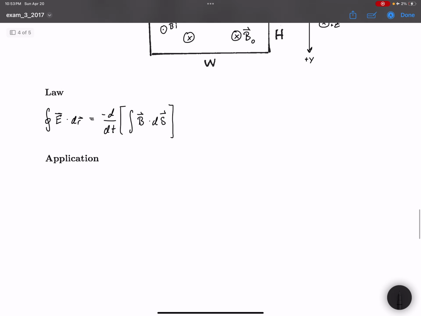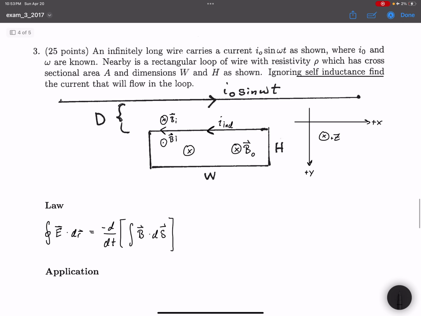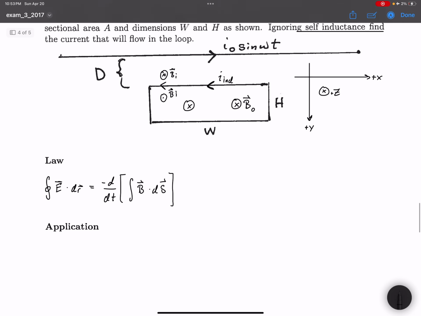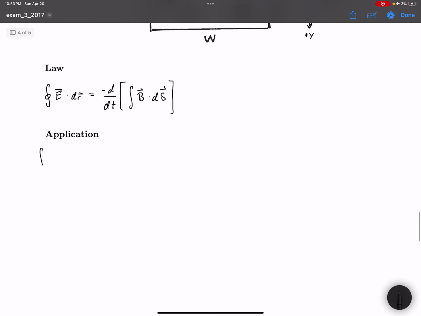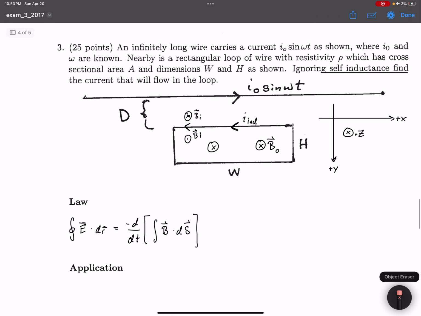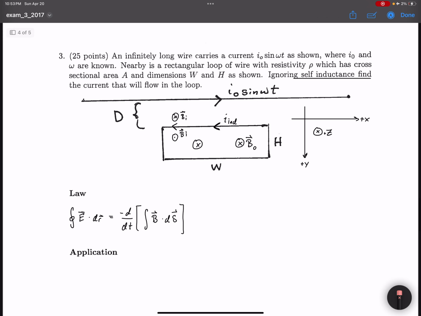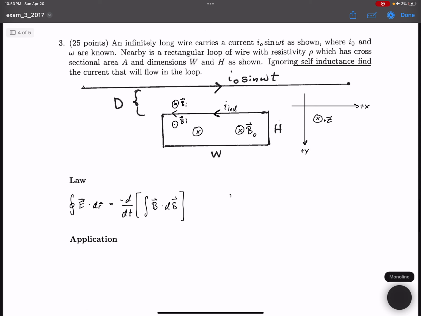Okay, sorry. All right. So the first thing, we want to find the current that will flow in the loop. We'll probably do this first. Oh, actually, we don't know what the magnetic field is, do we? So another law we're going to need is Ampere's law.